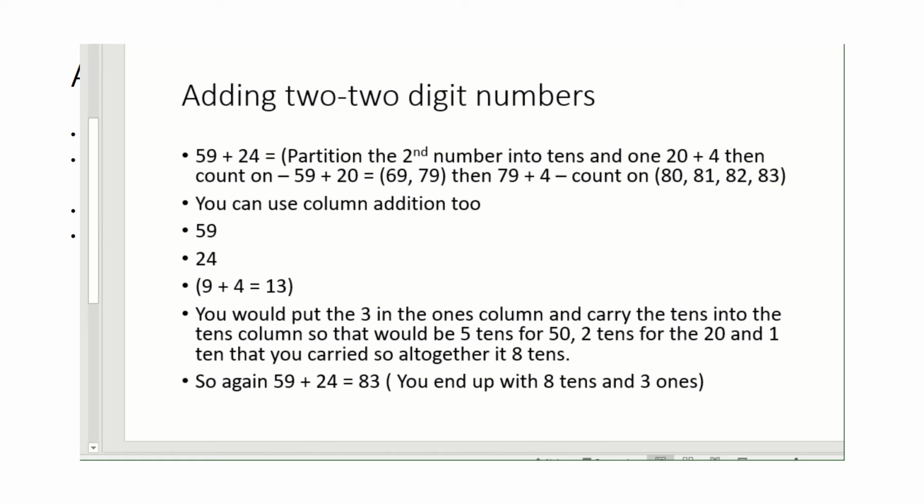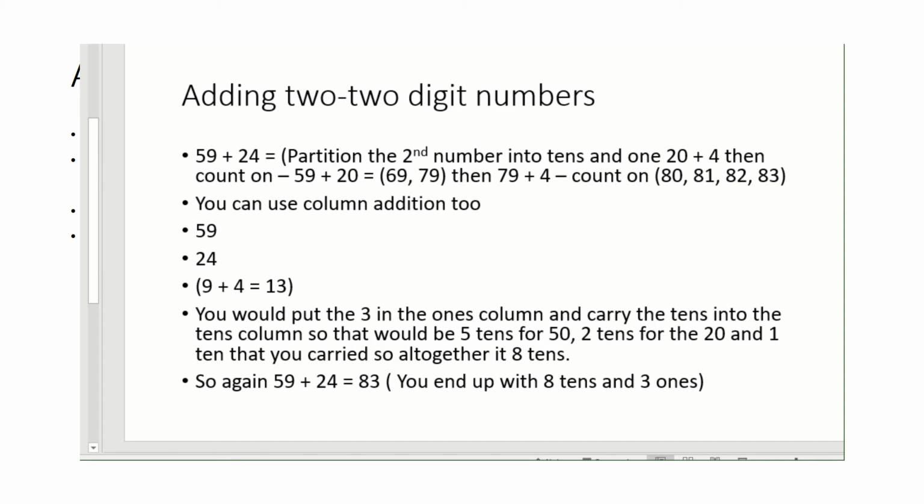Now then, again, we're moving on to a bit harder, where we're bridging. So look at this one. I've given you 59 and 24. So we can partition the second number into 10s and 1s. 20 add 4. So we can go 59, 69, 79. Then we've got to add 4. Now I can add 1 and get to 80 and then know I need 3 more. Or I could just count on 80, 81, 82, 83.